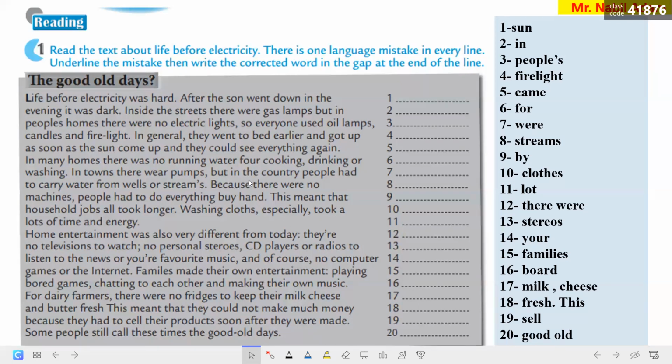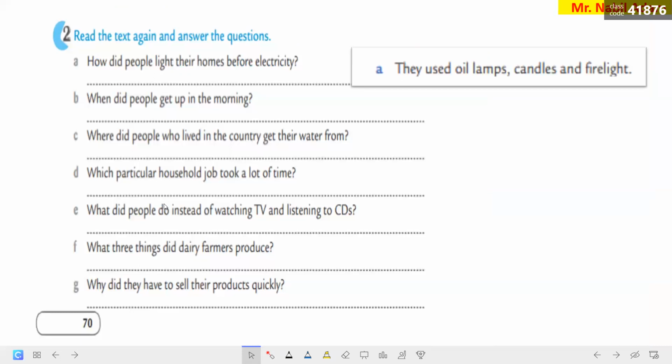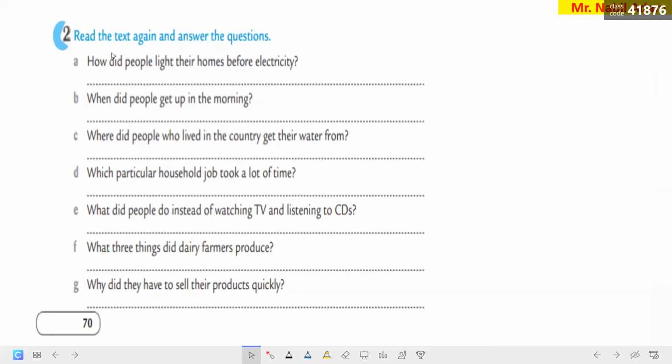Now, after correcting the mistakes, the language mistakes, you should read the article again because you are going to answer some comprehension questions. Please read the text again. You can pause the video and read it again. Okay? Now, let's move to the next question here. The next question. Read the text again and answer the questions.